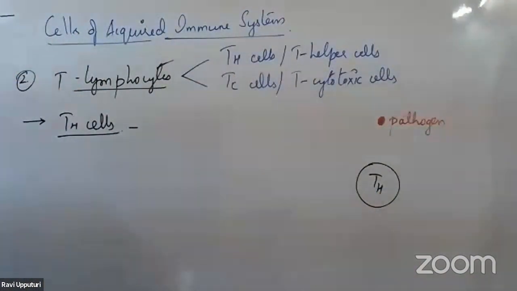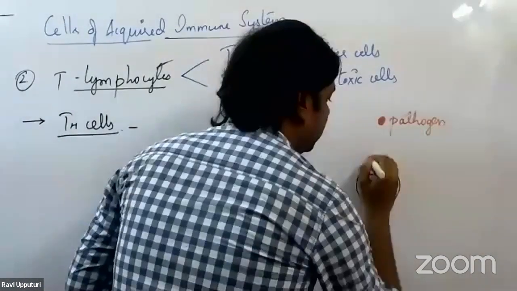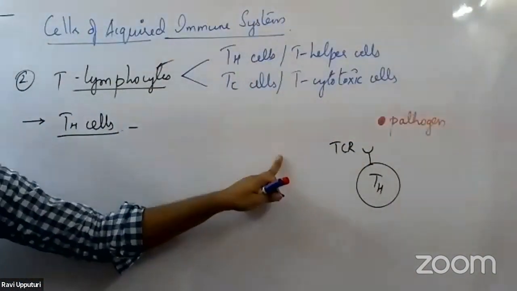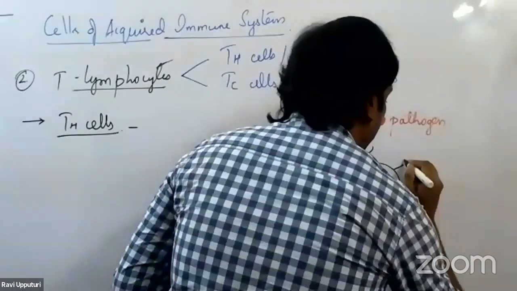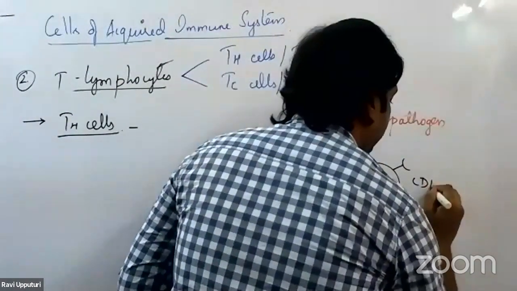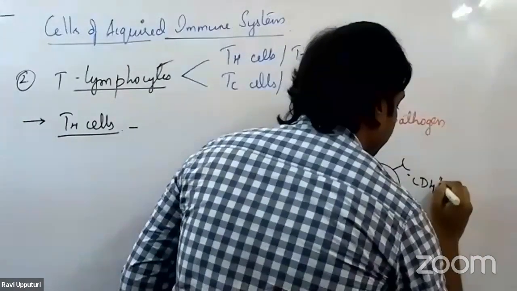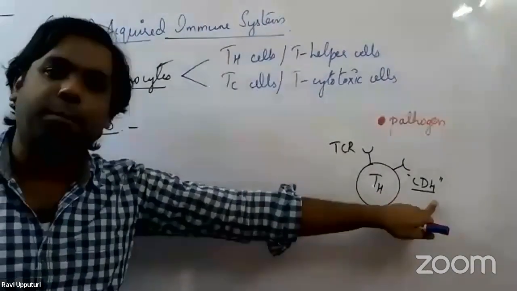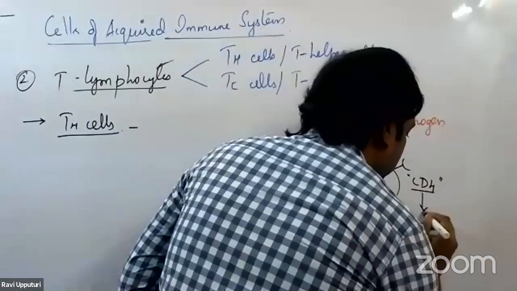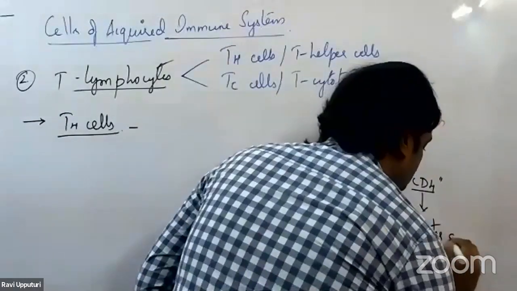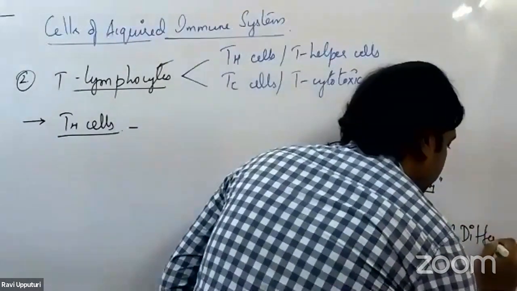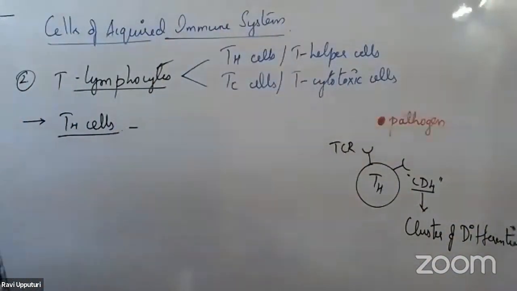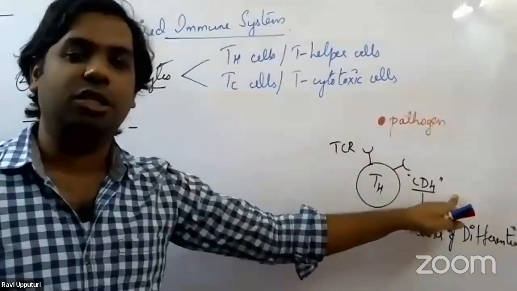Now these TH cells have two types of receptors on their surface. One is the T cell receptor, we simply call it TCR, and the other one is called the CD4 receptor. So there are two receptors present. CD usually stands for cluster of differentiation. CD stands for cluster of differentiation.